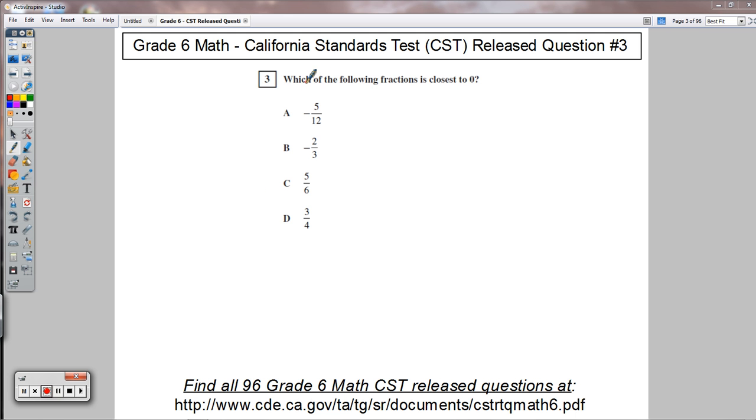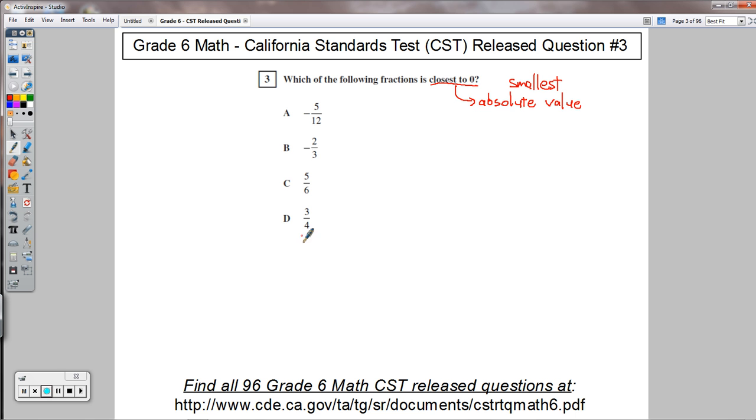Question number 3 asks, which of the following fractions is closest to 0? Whenever you see this, closest to 0, we can think about absolute value. So which one has, in other words, the smallest absolute value? So we're looking for the smallest absolute value. I'll write that up there.